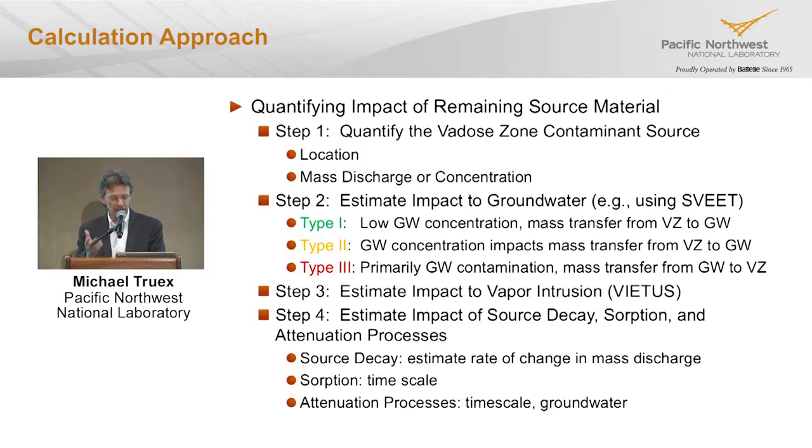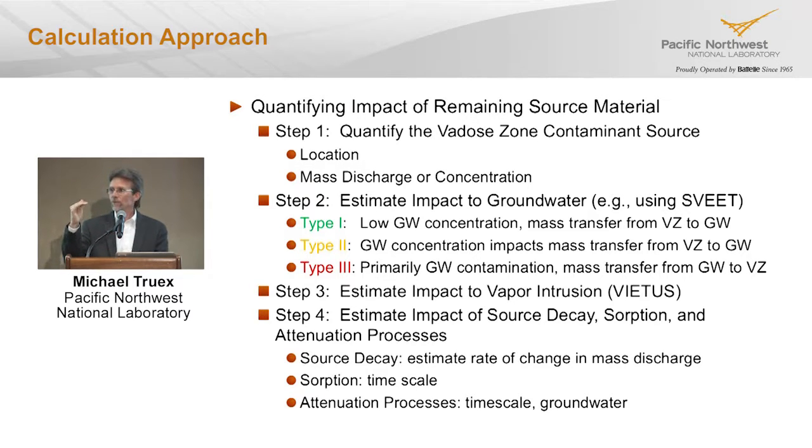Vapor intrusion, like we talked about for VIETUS, and then in doing calculations, we have to think about what our baseline assumptions are. So in what we present, we talk about how do you make a decision that's going to be valid for the long term. And to do that, you make assumptions like, well, if this source were to stay the same forever, what would its impact on groundwater be, for instance?